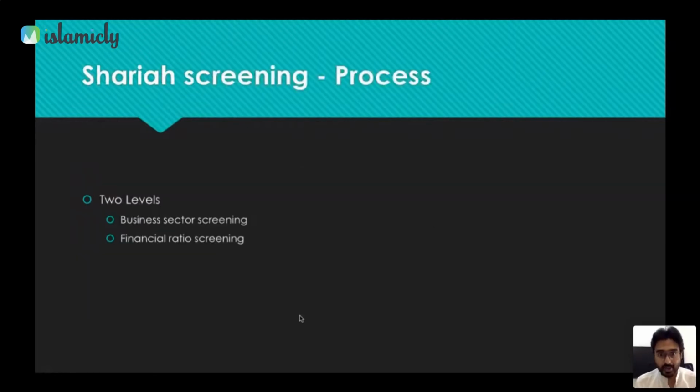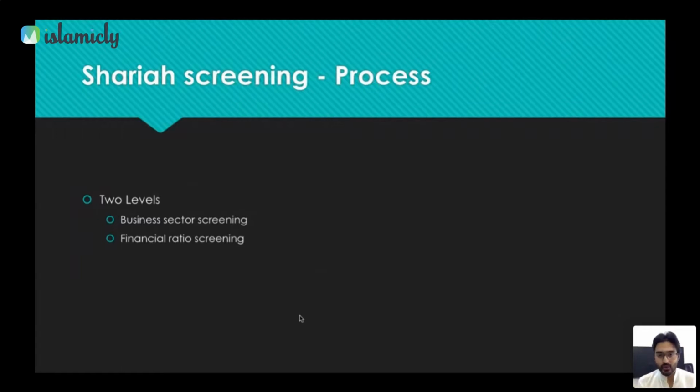The Shariah screening process has 2 levels. A lot of you might already know it, but for the new beginners who are joining us, there are 2 things that a Shariah criteria looks at, which is the business sector screening and the financial ratio screening. It is very important for a stock to be classified as Shariah compliant to pass both the levels of screening. That is, it should pass the business sector screening as well as it should pass the financial ratio screening.